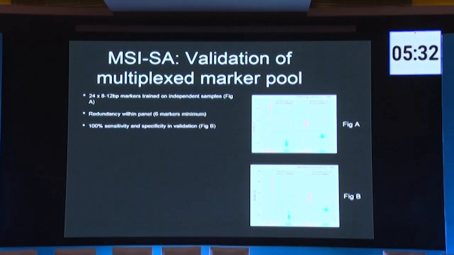We then analyzed another bunch of 100 patients, screened them again with our technique, and we got 100% sensitivity and specificity. Initially we had a pool of 24 markers, but we managed to shrink it down to 6 markers, and again, we had 100% sensitivity and specificity, suggesting that our panel has some level of redundancy in it.